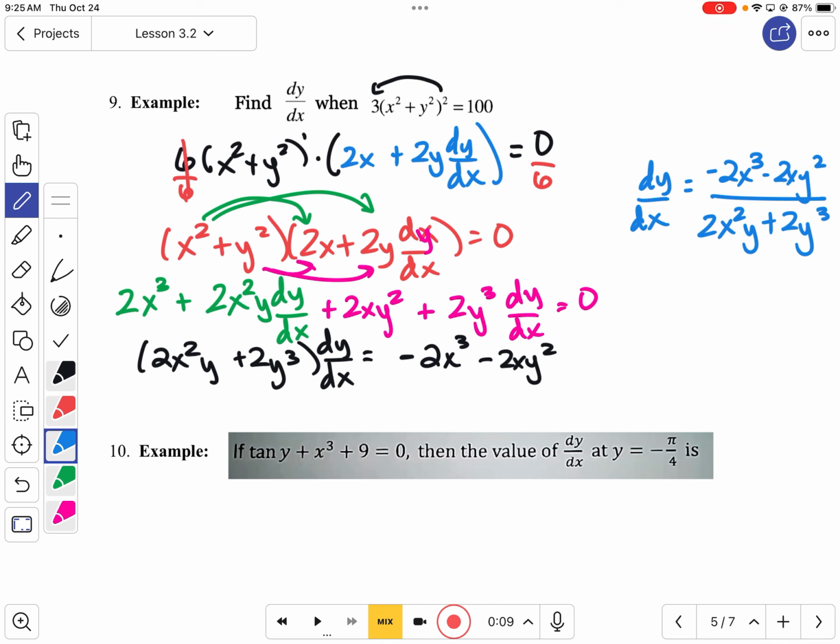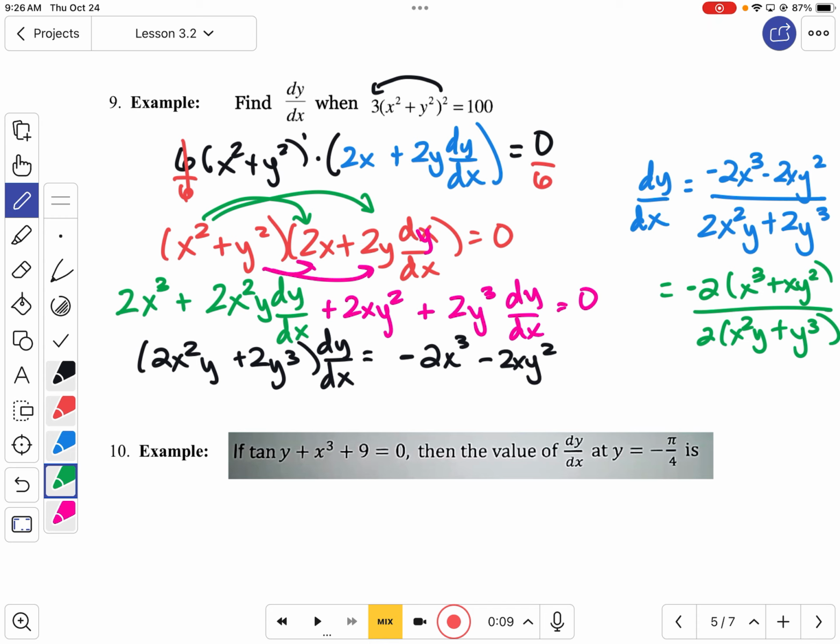Is there anything you notice about every term in that answer? We can take out a 2. Now, I want to show you one of the things they'll do in simplification. Everything's got a 2, so if I pulled a negative 2 out of the top, that would leave me with x cubed plus xy squared. On the bottom, if I pull out a 2, it leaves me with x squared y plus y cubed.